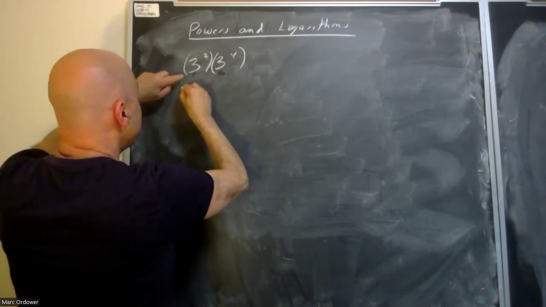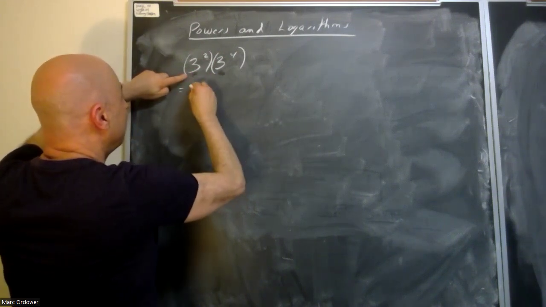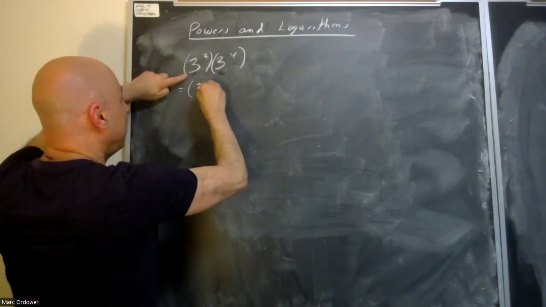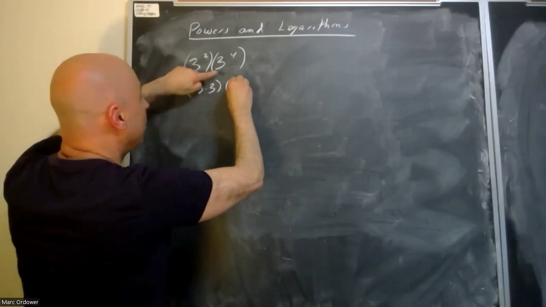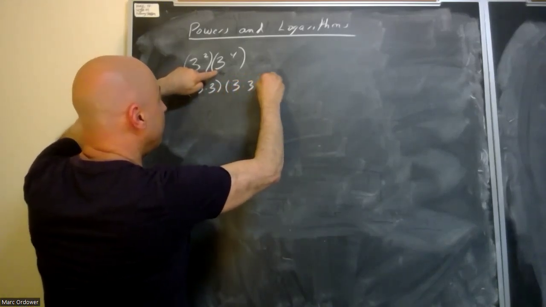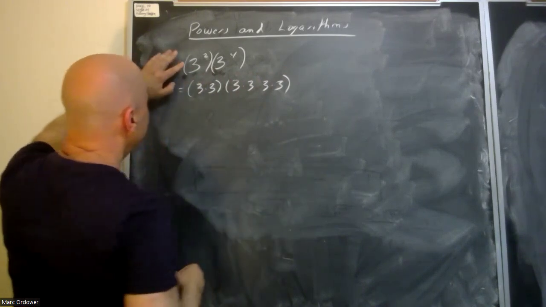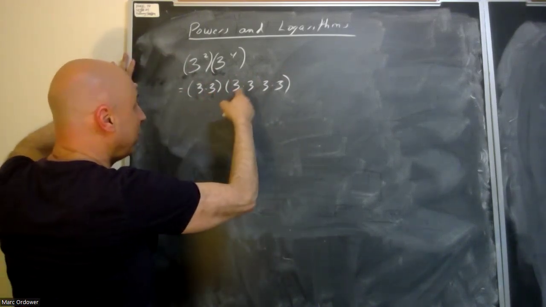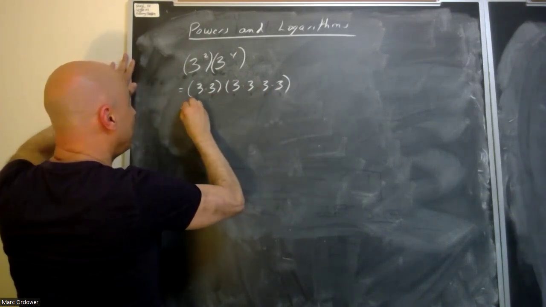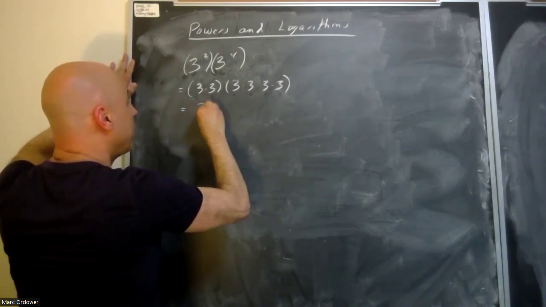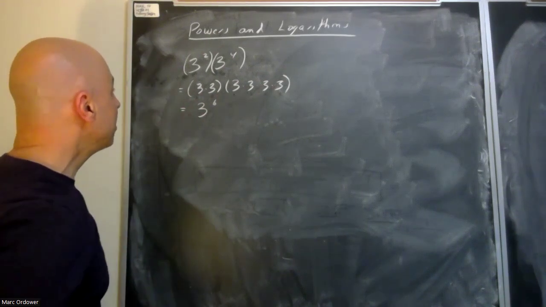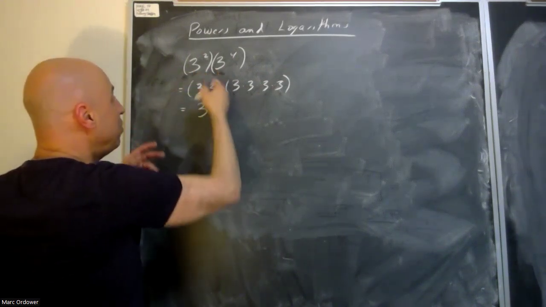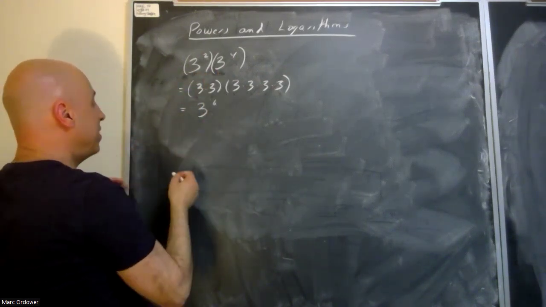And so if we work this all out, we'll see that 3 squared is just 3 times 3, and 3 to the 4th is 3 times 3 times 3 times 3. And if you go ahead and multiply this all out, that's 3 multiplied by itself 6 times. And so when you multiply two powers with the same base, you add the exponents.